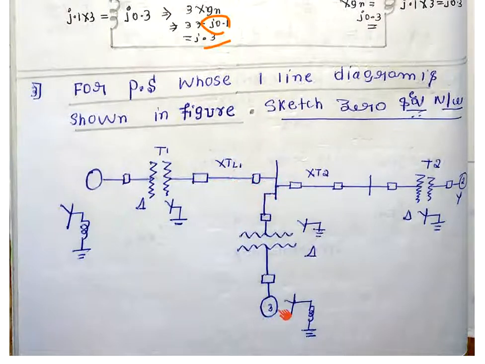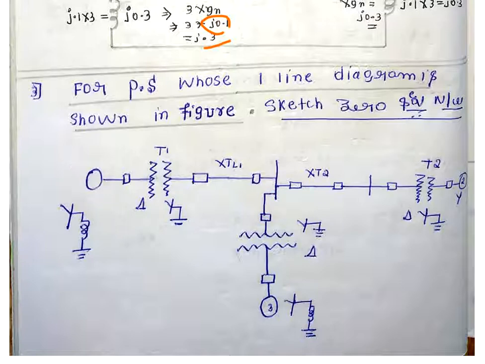Now again this bus is connected to a generator and one transmission line, the same thing, that is a generator. The transformer is connected to a delta and star grounded. Again the same procedure. So this and this will be the same, but the only difference is that this network consists of a transmission line and this network does not consider a transmission line.